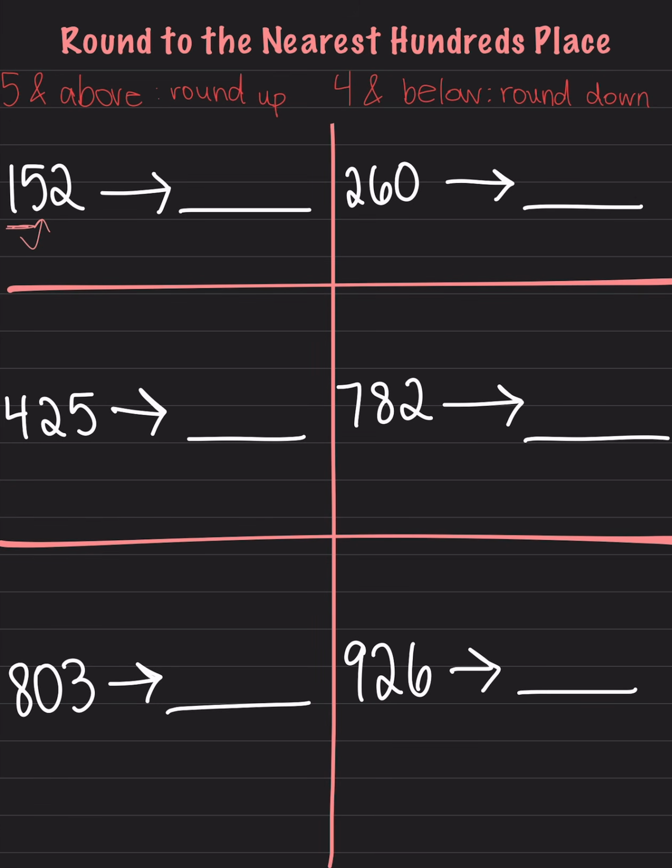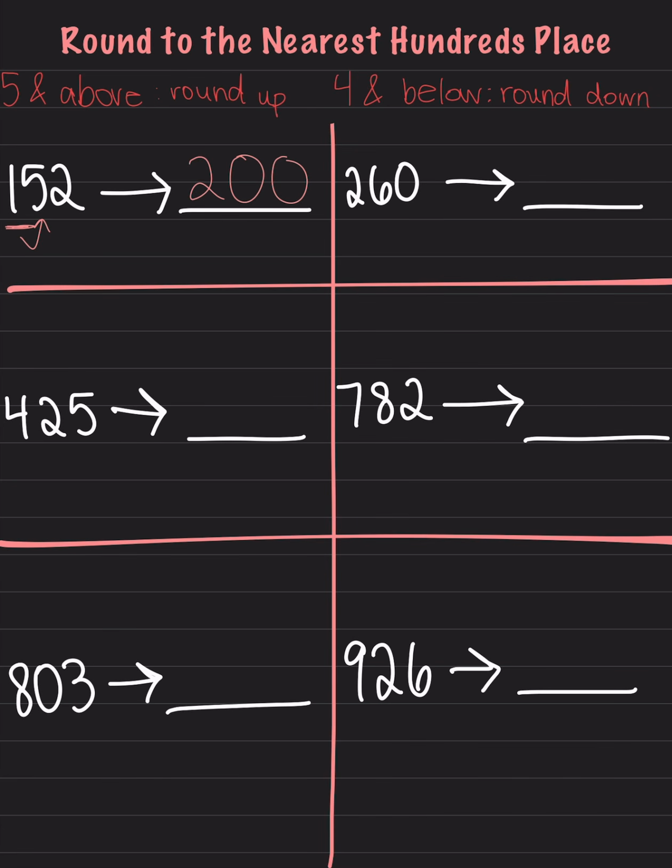I will come back to this 1 and I will round it up, which means I add 1 to this number. Adding 1 to the number 1 gives us 2. Now these two numbers I will not keep the same. I will then replace them with zeros since we're rounding to the nearest hundreds place. So 152 rounded to the nearest hundreds place is 200.